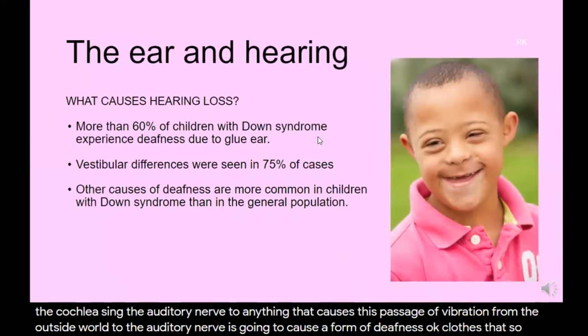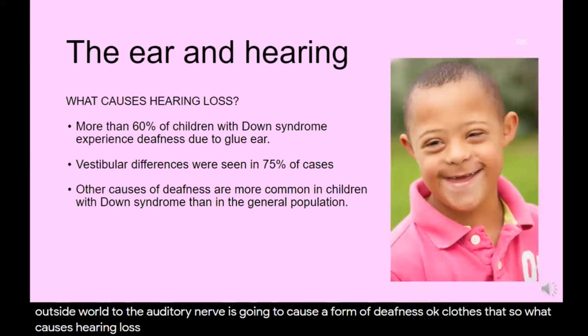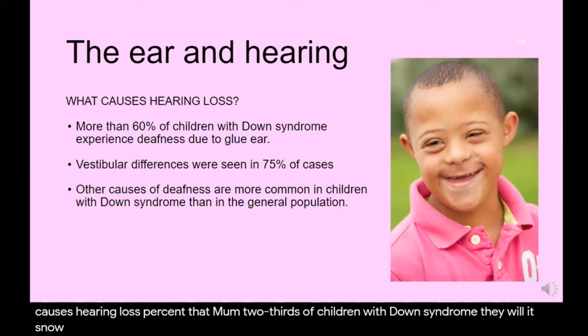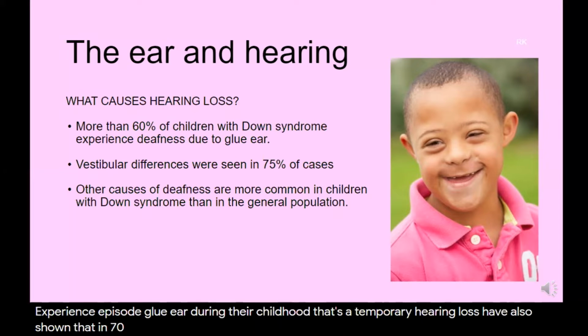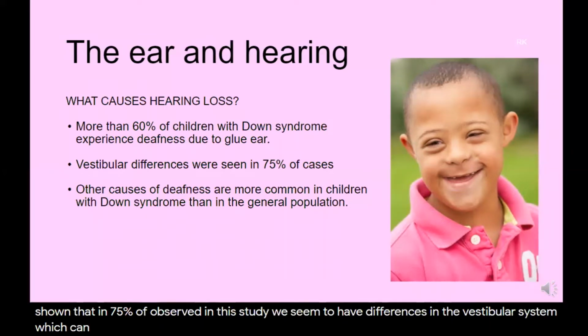So, what causes hearing loss? Now, for more than 60%, that's more than two thirds of children with Down syndrome, they will experience episodes of glue ear during their childhood. That's a temporary hearing loss. Scans have also shown that in 75% of scans observed in a study were seen to have differences in the vestibular system, which can lead to more damage within the cochlea.